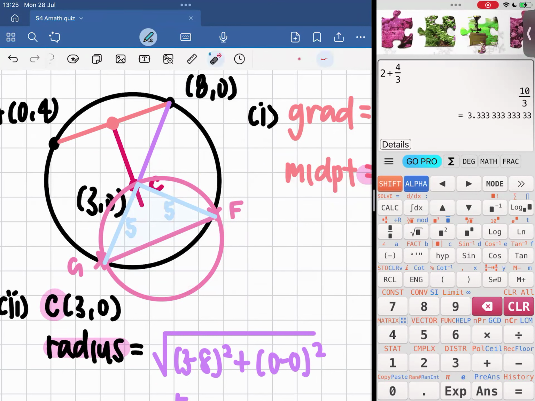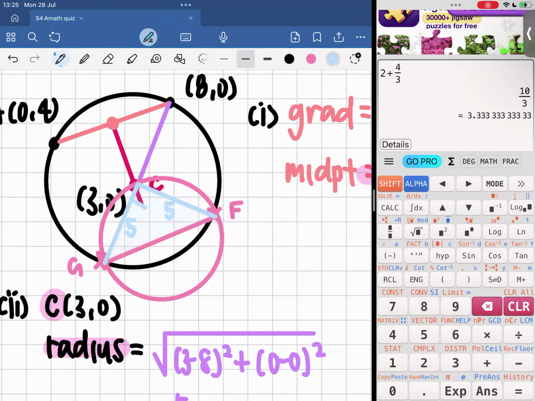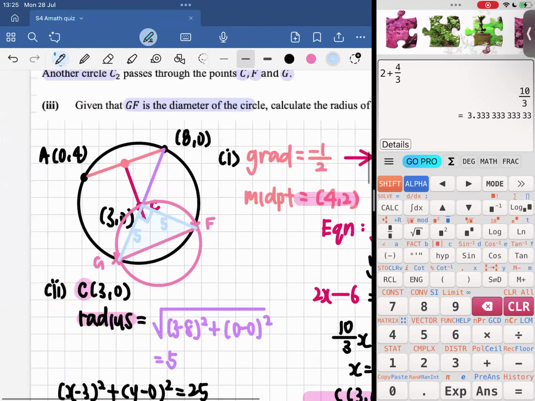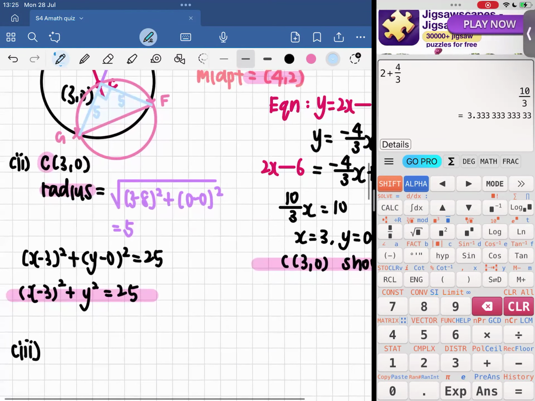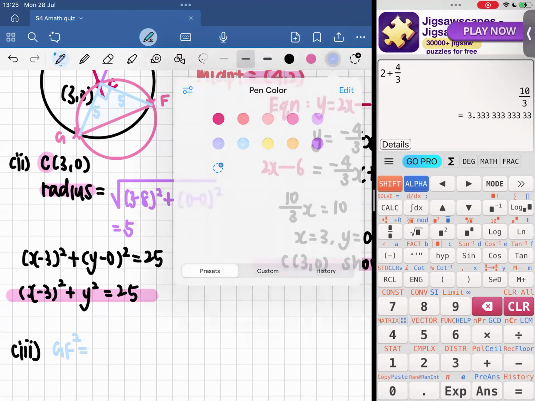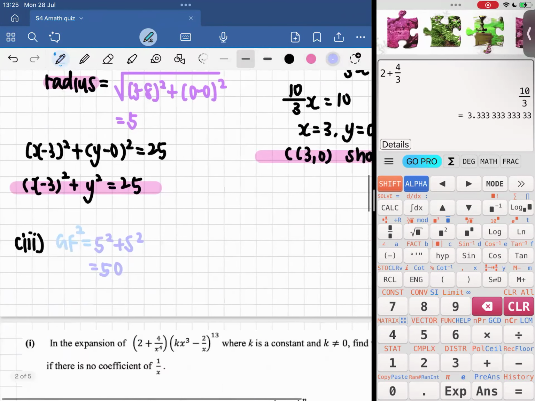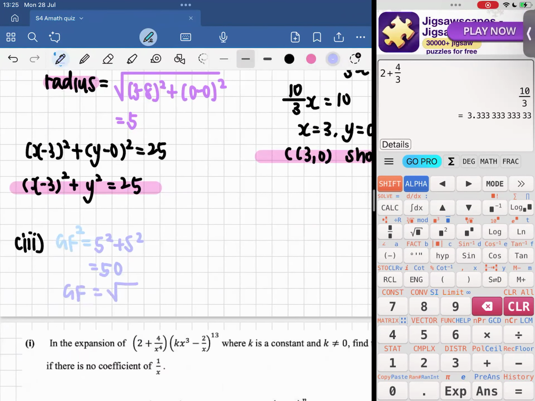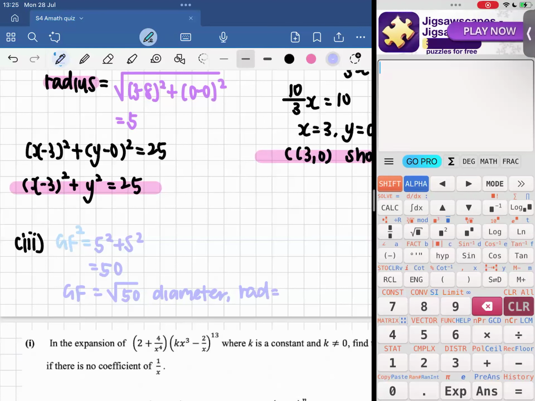And what kind of properties of circle do you know? Diameter, touch. This one will be right angle. So when you have a right angle triangle, what comes to your mind? SOH CAH TOA or even Pythagoras theorem. So what happens here is that I can actually calculate GF using Pythagoras theorem. So if I do that, 5² + 5², that's 50, right? So that means my GF is actually √50. So since this is the diameter, how do I find the radius? To find the radius, it's just √50 divided by 2.